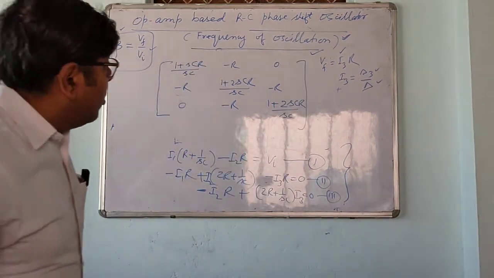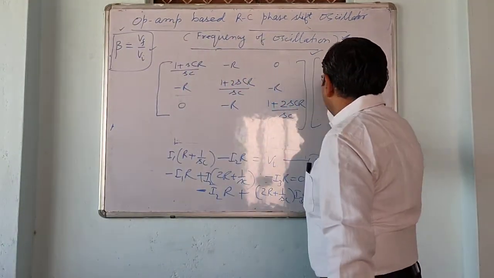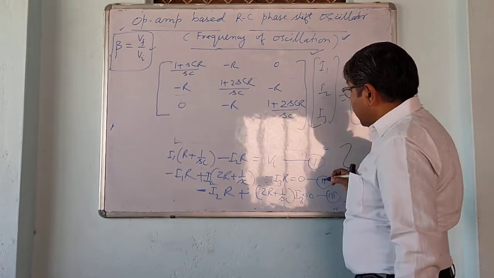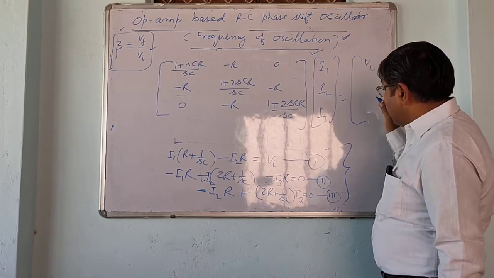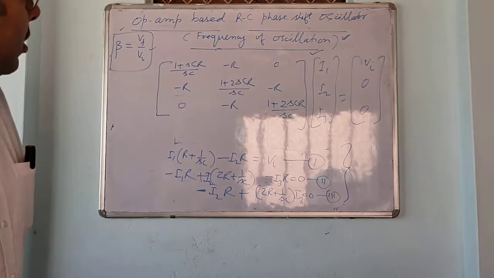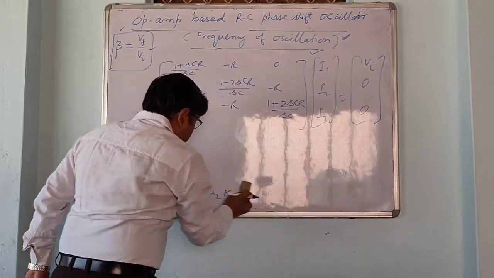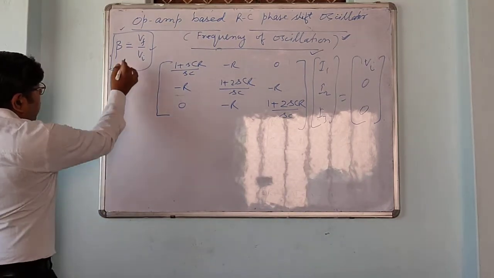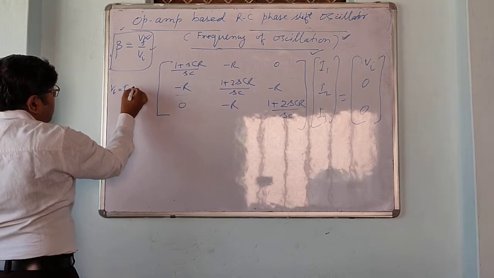So from this, and this is the coefficient matrix of I1, I2, I3. In the right hand side, the coefficient from the first equation is Vi, from the second it is 0, and from the third it is 0. So this is the matrix form of these three equations. Now from these three equations we can calculate I3 into R.